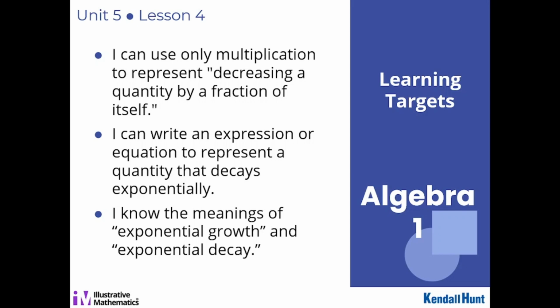And then learning target number 3, I know the meanings of exponential growth and exponential decay. So make sure that you understand exponential growth means your growth factor is greater than 1, so it's increasing your result every time, and you're going to have that steep curve upwards. Exponential decay, on the other hand, is multiplying by a growth factor that is less than 1, so your amount is actually getting smaller each time, and you end up seeing that steep curve downward.